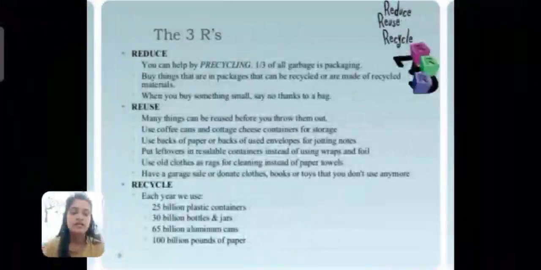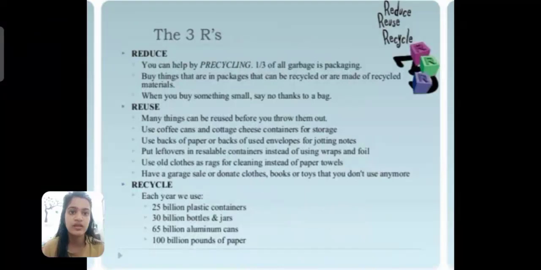The 3R's method, that is reduce, reuse and recycle. First, reduce. You can help by reducing. One third of the garbage is packaging. Buy things that have packages that can be recycled or are made of recycled material. When you buy something small, say no thanks to a bag.